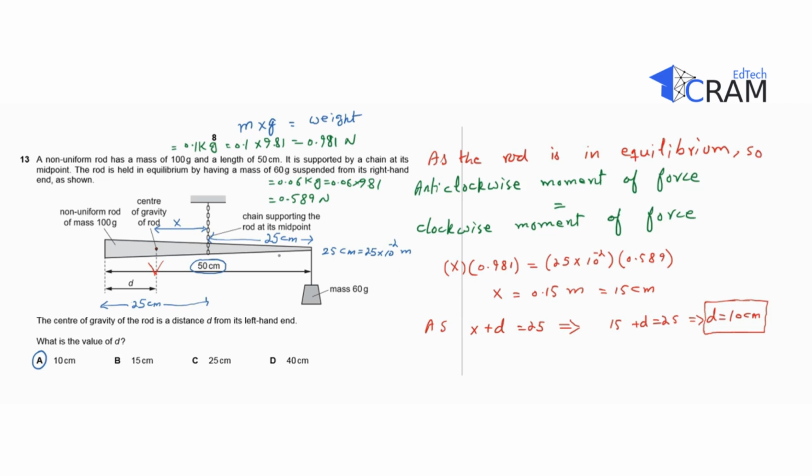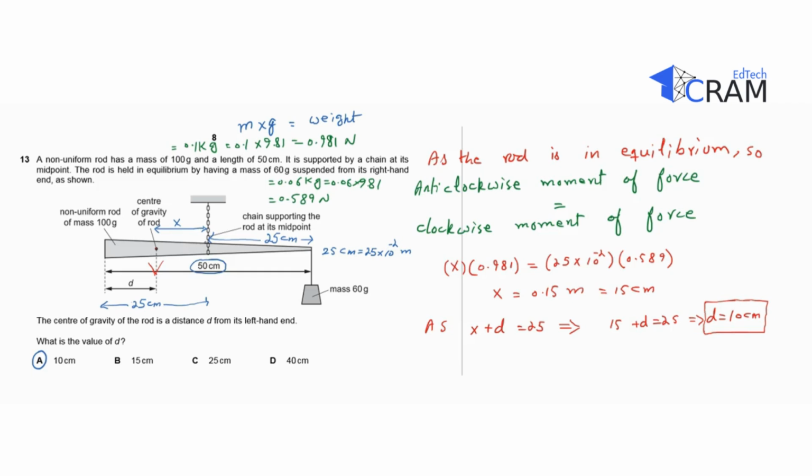The rod is in equilibrium, so it should be equal to the clockwise moment of force as well, which is due to the downward 60 gram mass, which is 0.589 Newton. I wrote it here: 0.589 multiplied by 25 times 10 raised to power minus 2. This is the perpendicular distance from the pivot. I simplified and got the answer x, which is 0.15 meter, equal to 15 centimeter.